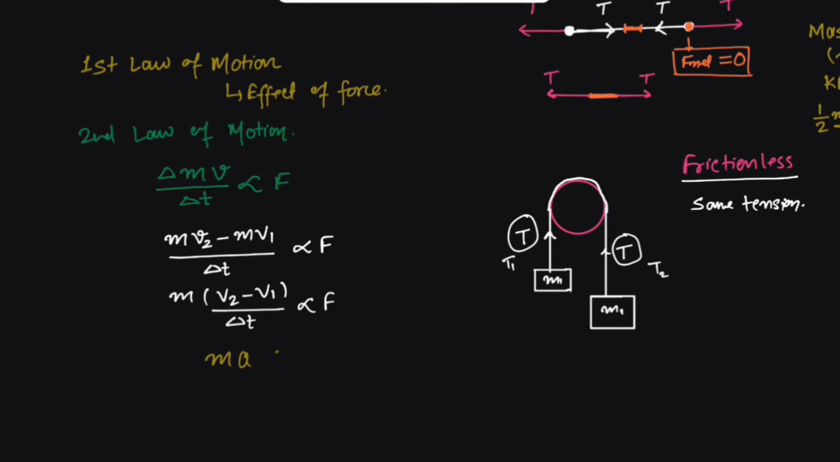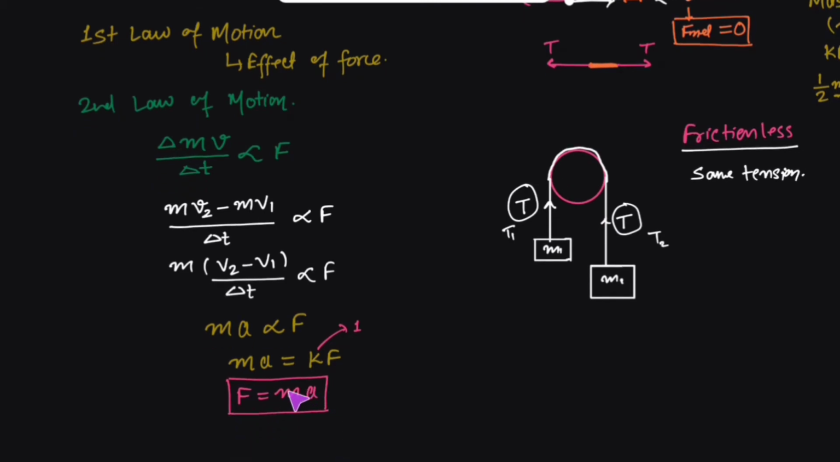ma is proportional to F. When we remove the sign of proportionality, we introduce a constant k and we make it F. And by practical demonstration we can find out the value of k, which comes out to be 1 in this case. So we have F is equal to ma. So Newton's second law is often described in terms of F is equal to ma.